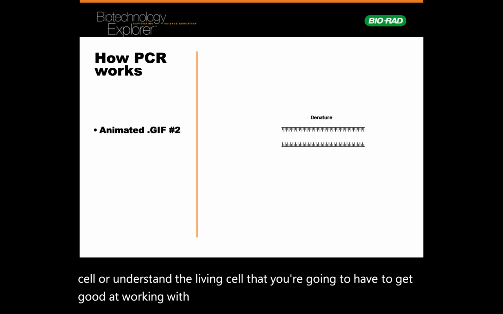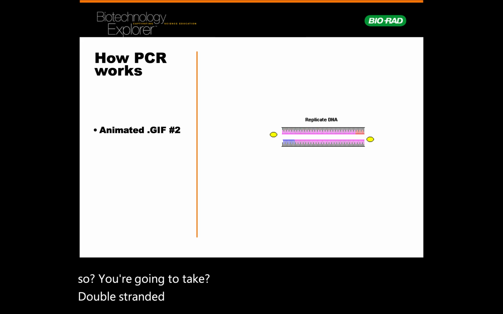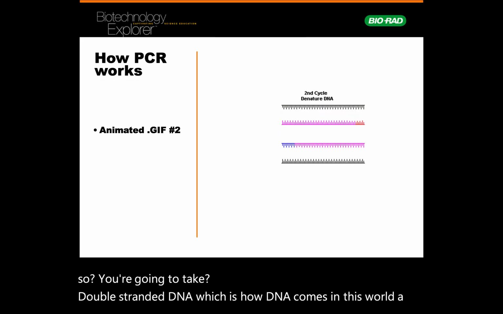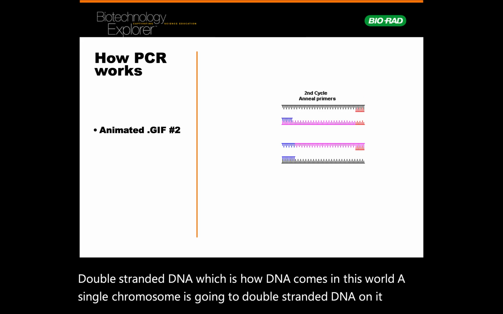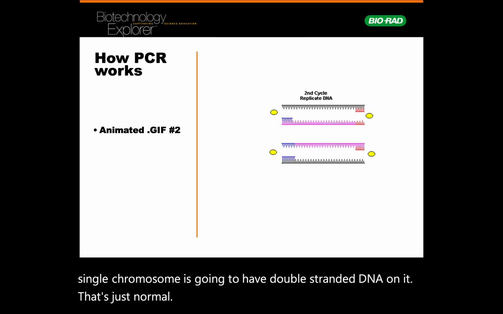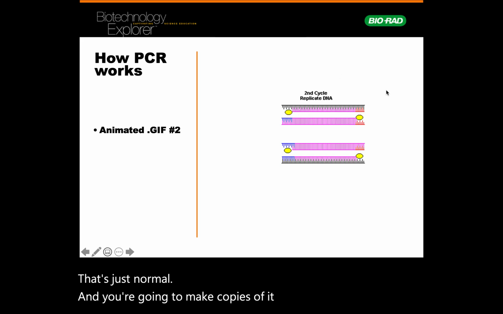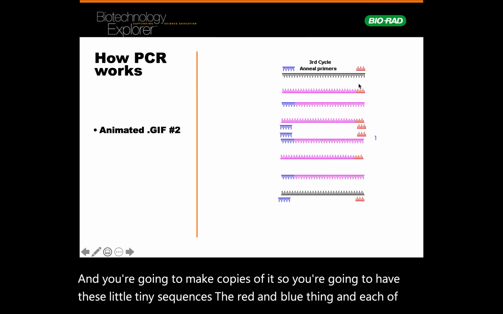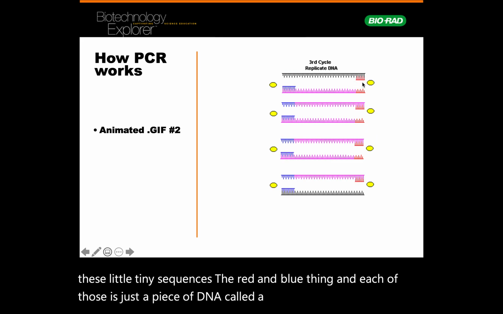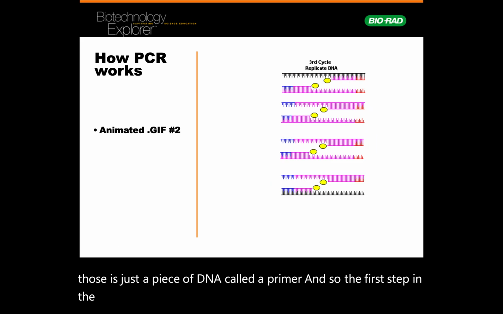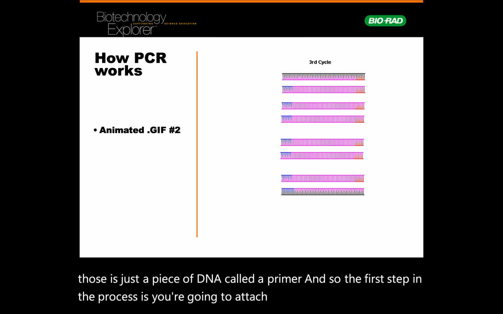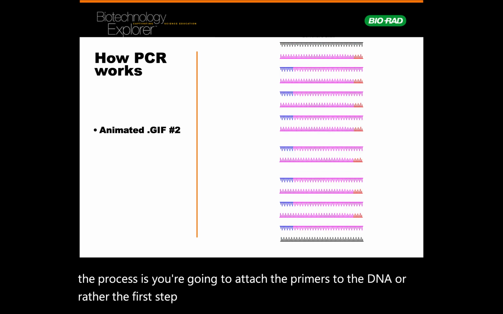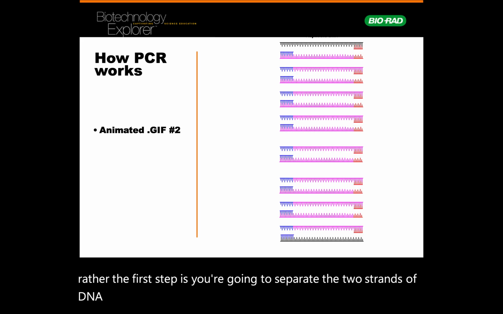All right, so how does PCR work? You're going to take double-stranded DNA, which is how DNA comes in this world. A single chromosome is going to have double-stranded DNA on it. That's just normal. And you're going to make copies of it. So you're going to have these little tiny sequences, the red and blue thing, and each of those is just a piece of DNA called a primer. And so the first step in the process is you're going to attach the primers to the DNA. Or rather, the first step is you're going to separate the two strands of DNA into single-stranded DNA, which we've just done.